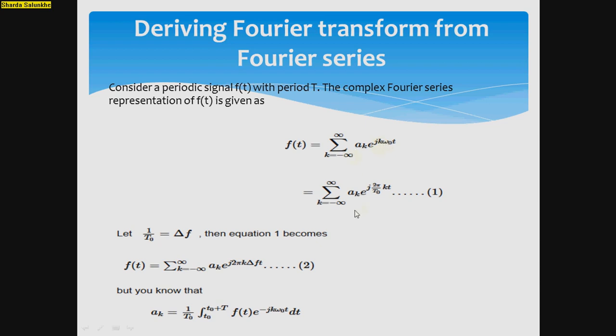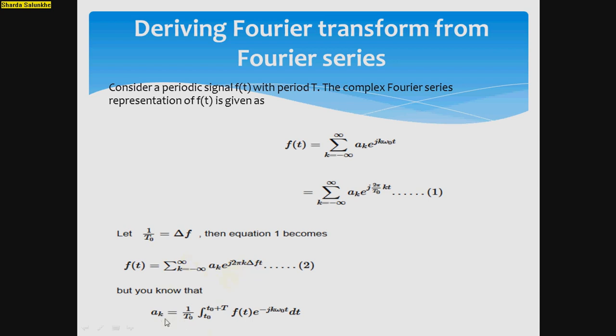This is the expression for the Fourier series: f of t is equal to the summation from k equals minus infinity to infinity of a_k into e raised to j omega 0 k t. Omega 0 can be represented by 2 pi by T0, where 1 by T0 is delta f. So equation 1 becomes f of t is equal to the summation of k equals minus infinity to infinity of a_k into e raised to j 2 pi k delta f t.